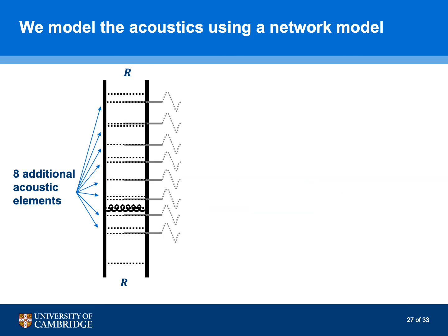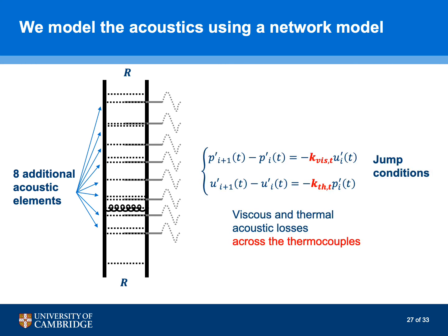Likewise, we model the 8 thermocouples inside the tube by adding 8 additional acoustic elements. We assume the thermocouples to be identical. The model for the thermocouples is simpler compared to that for the heater because it does not involve time delays. So now we have a full acoustic model that relies on 6 parameters in total, which we need to infer. In fact, the independent parameters are only 5 because the viscous to thermal loss ratio for the thermocouples is assumed to be the same as the viscous to thermal loss ratio for the heater, for simplicity.